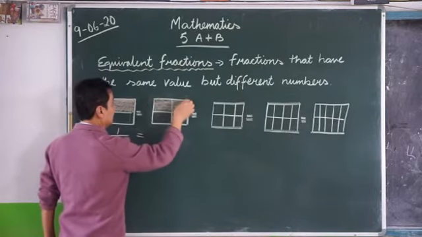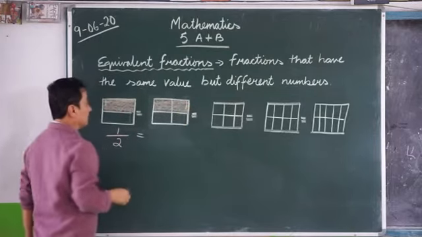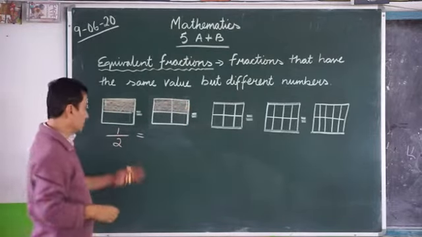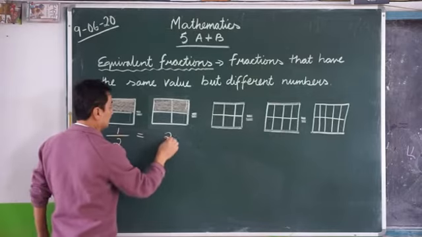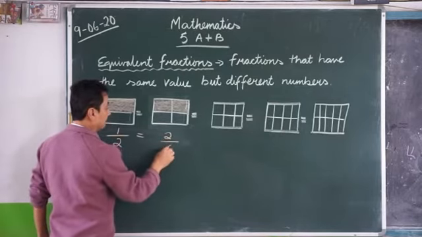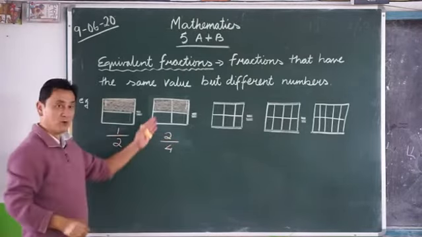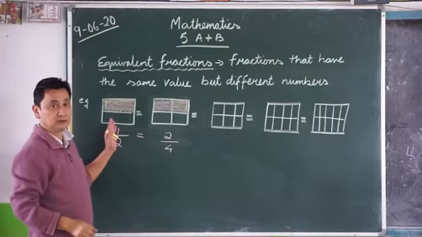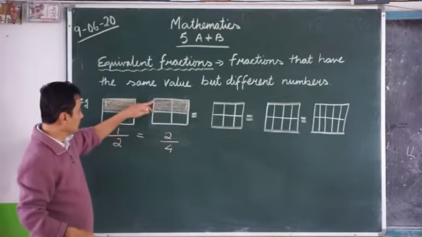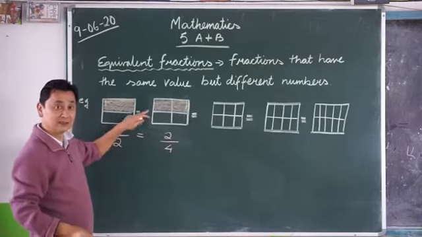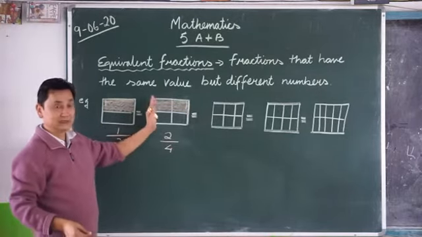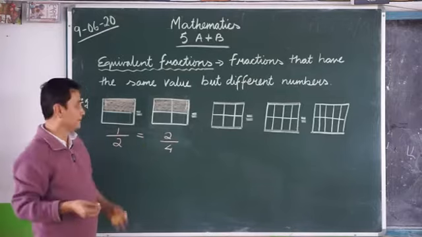Imagine that all these pieces are same, okay? So how many parts did you get? You got 2 parts. Out of how many parts? 4 parts. Do you think you got more than me here? I don't think so. Do you think you got more than me here? No, it is the same thing. It's only that it has been divided into more pieces.